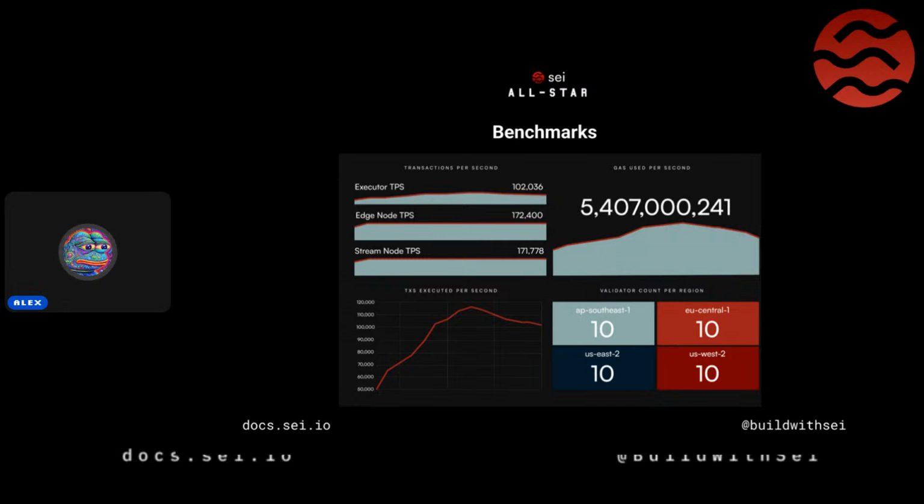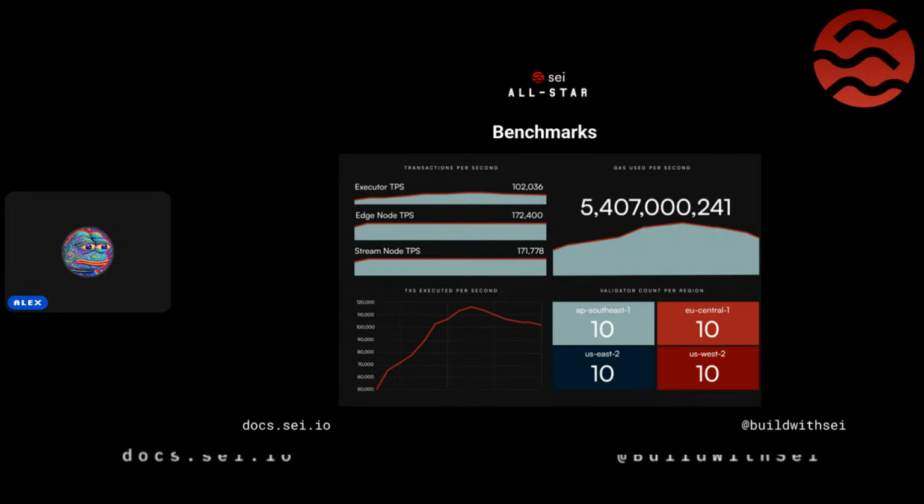So really what you want to look at, of course, is the big number, which is like 5.4 gigagas per second. But what you also want to watch out for is the fact that this is already a test with nodes and endpoints and validators that are distributed across several regions. If you look at it, one of them is in Southeast Asia, one of them is in EU Central, so probably Frankfurt. And then you have several in US West and in US East.